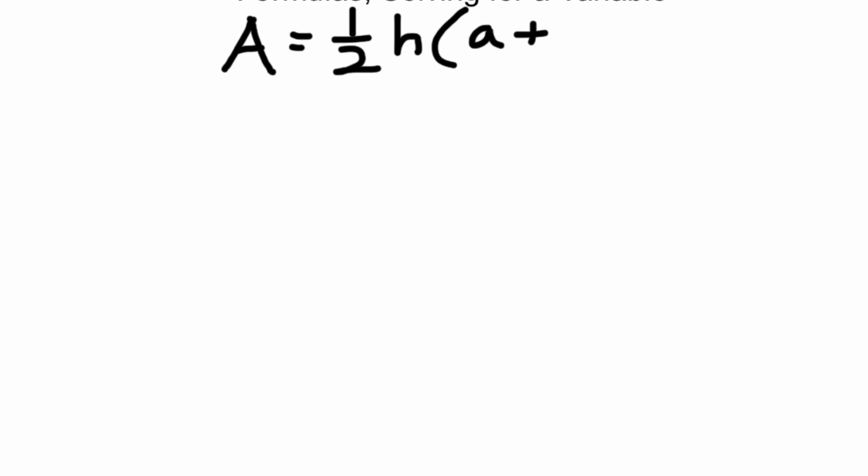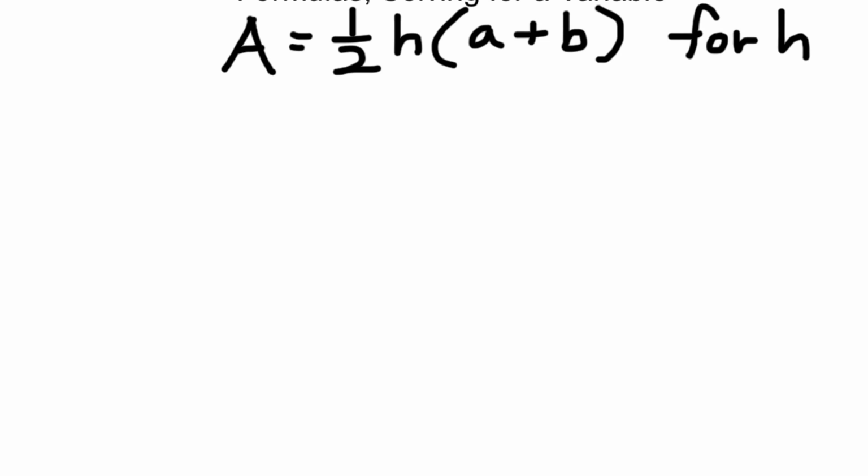Alright, so the second half of this formula thing is solving for a variable. So let's say we had that same formula. We've got area equals 1/2 the height times A plus B. Alright, so we're going to solve for a variable here. Let's say we were going to solve for H. It would be written like this, for H.